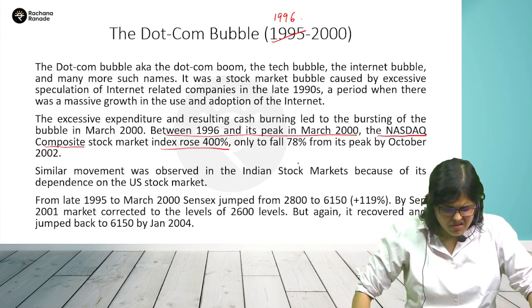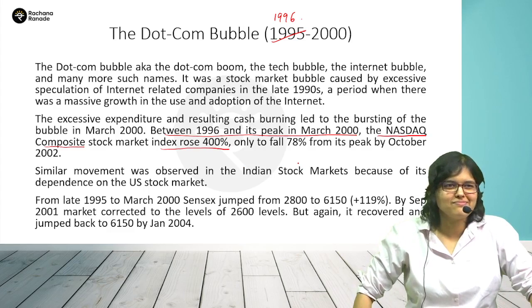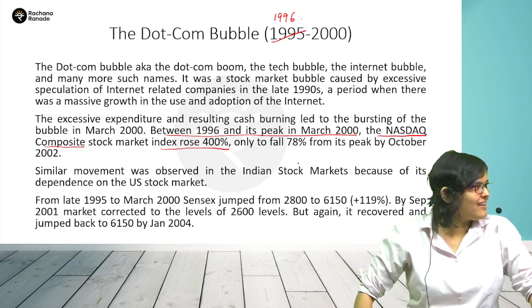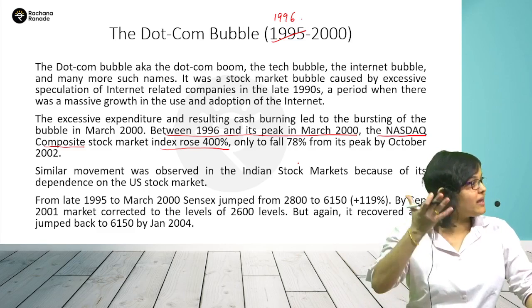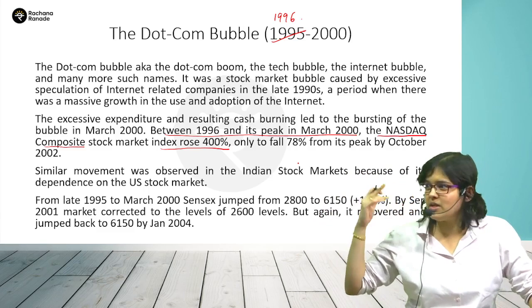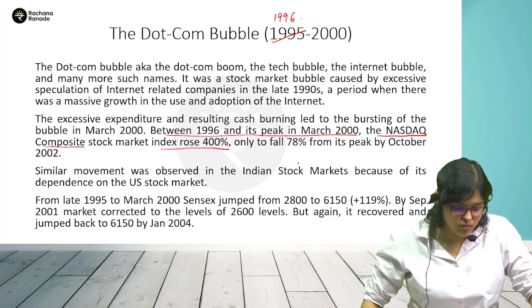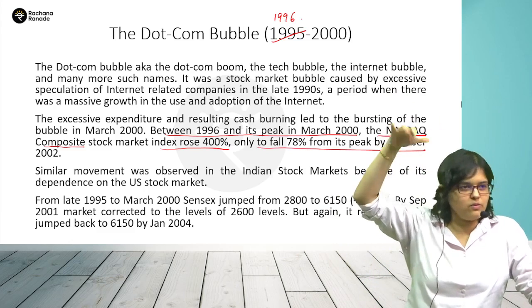Why only Nasdaq? Why not Dow? We just learned right now, right? Nasdaq will be mainly of IT companies. Dow will be like infra, FMCG and all that, all other types of companies. So Nasdaq rose almost 400 points, only to fall 78% from its peak. That is the US scenario.